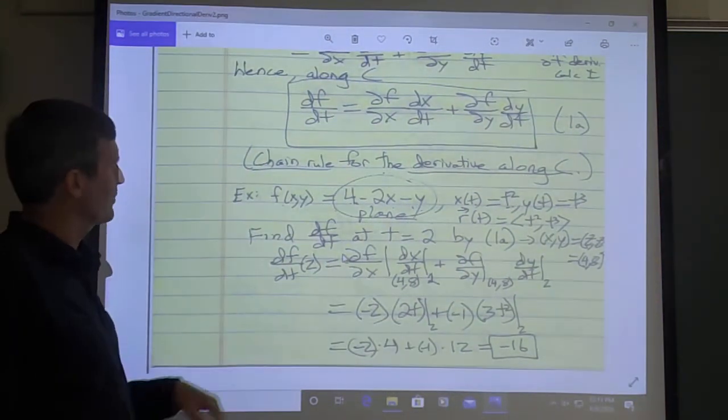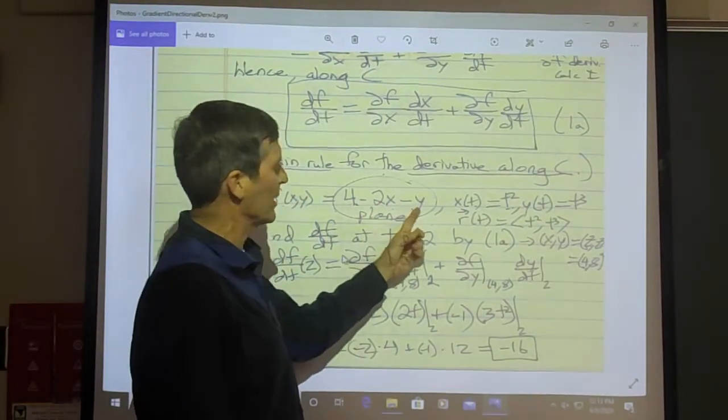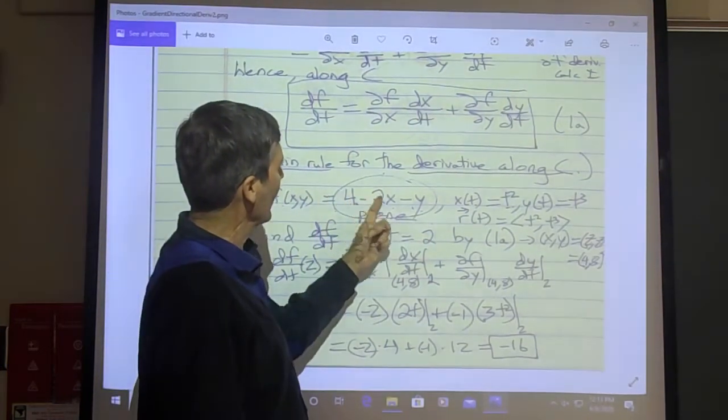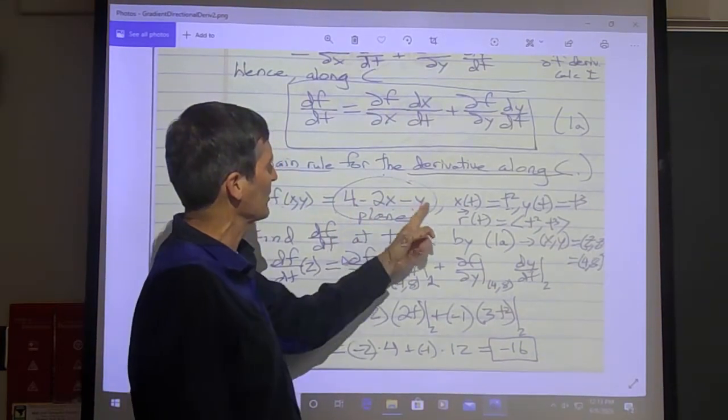And let's try it out. Suppose I move along this surface, f of x, y equals 4 minus 2x minus y. We already know what kind of surface this is, right? It's z equals ax plus by plus c. It's automatically a plane because it's a linear function.